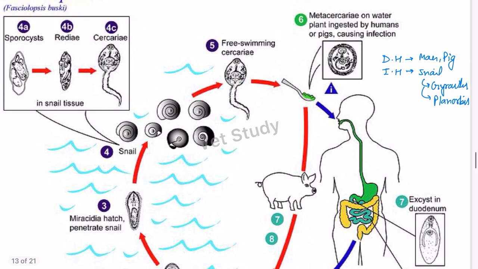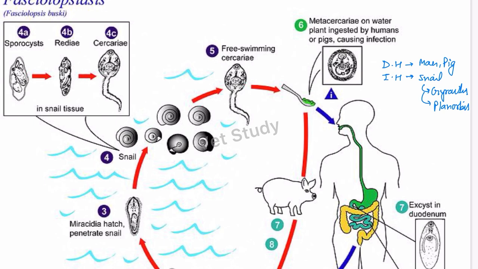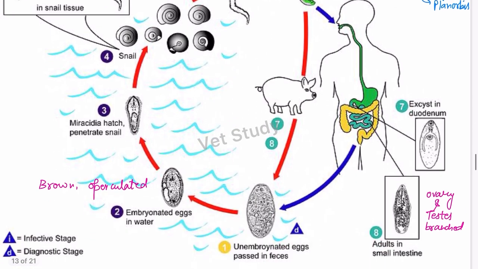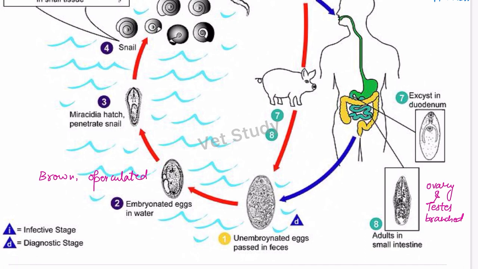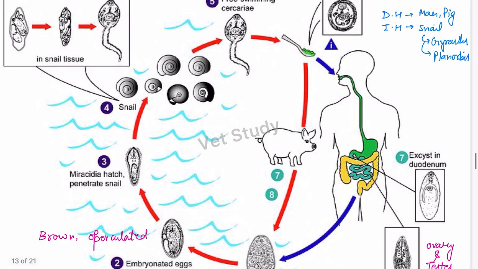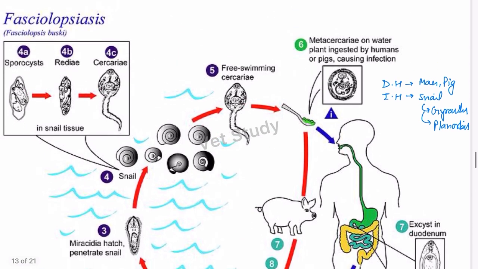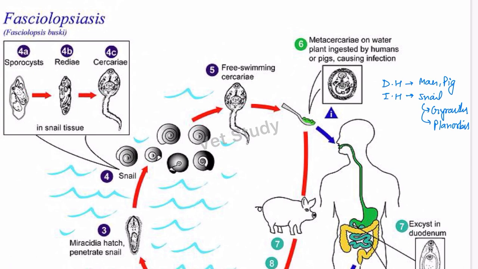After that, inside the snail, there will be the formation of sporocyst, redia, and cercaria, and the cercariae leave the snail and attach as metacercariae on the water plant ingested by humans or pigs, which basically causes the infection. So the life cycle, you can see, is somewhat similar to Fasciola, but here only the intermediate host and the definitive host are changed. Other than that, the life cycle is similar. These metacercariae will encyst on the water caltrop or water chestnut. So these are the two main plants on which these metacercariae will attach or encyst: water chestnut or water caltrop.